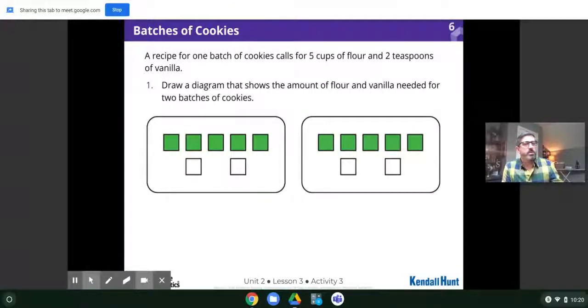15. 15, that's right. So how did we get there? If we triple something, we know we need to multiply it by 3. So in our recipe that we've got here, we know we've got 5 cups of flour. If we needed to triple that, we would have 15 cups of flour. How many teaspoons of vanilla do you think we would have if we tripled that?